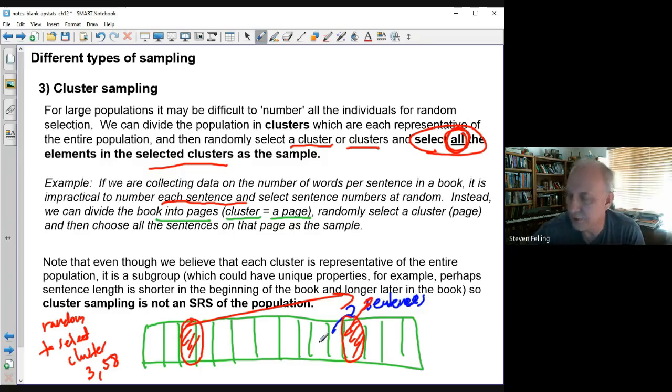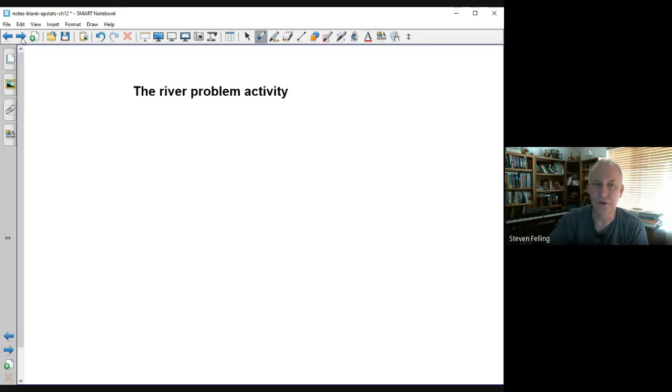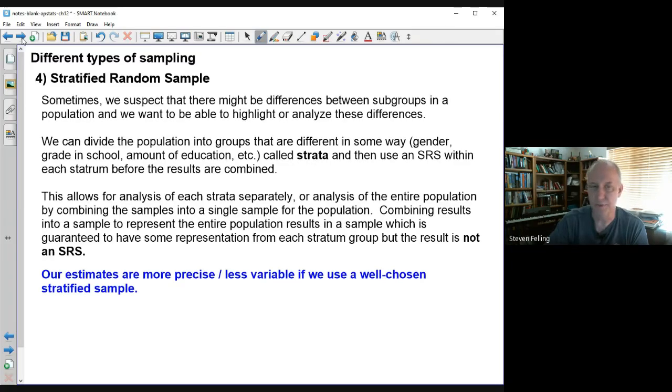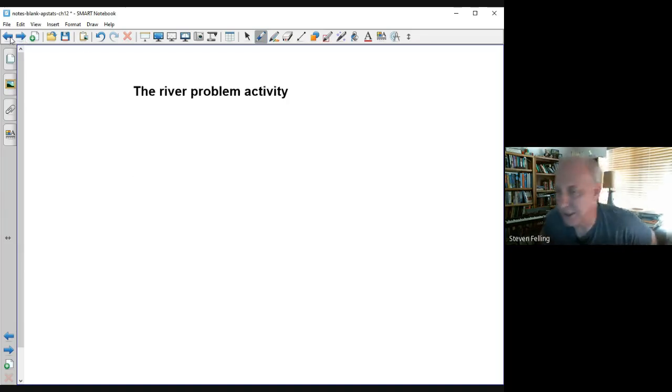Okay, and then there's another sampling where we do grouping, but it's different than this. This is called stratified random sampling. Okay, so to show you why that might be necessary, we're going to do an activity here. Typically, we would do this in the class, so I'm going to kind of describe the activity for you, and I'll show you what typically happens when we do the activity. All right, let me switch to another screen here, and I'll try to show you this activity.